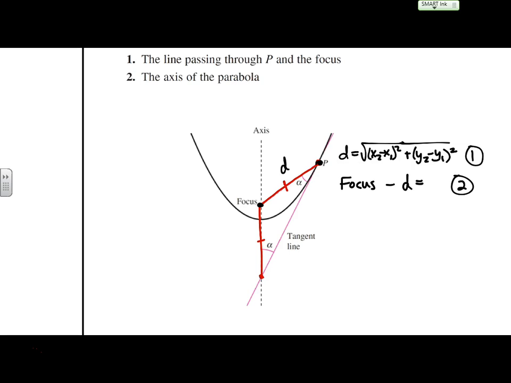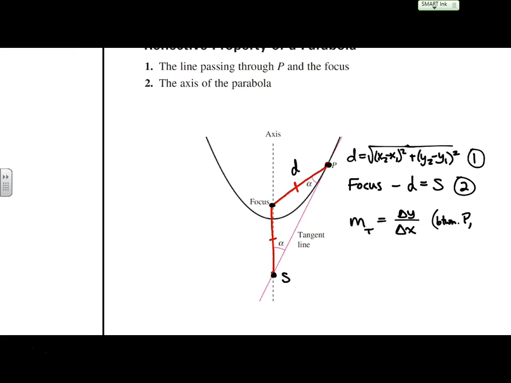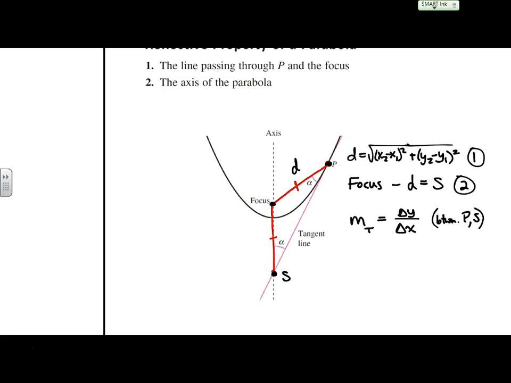So we have the point P, we have the focus, and then what are we going to call this other random point? Q. We'll call him S. Okay, and then all we have to do is say the slope of the tangent line, m sub t, just to make it feel special, is going to be delta y over delta x between P and S.